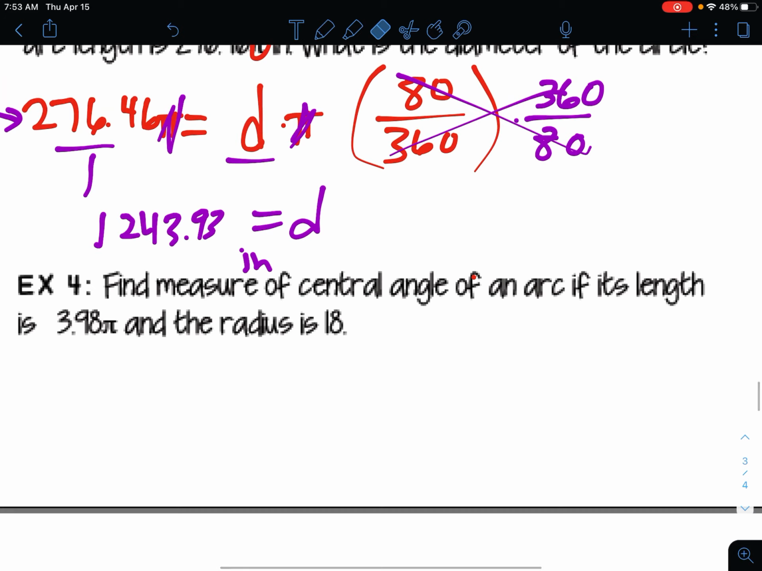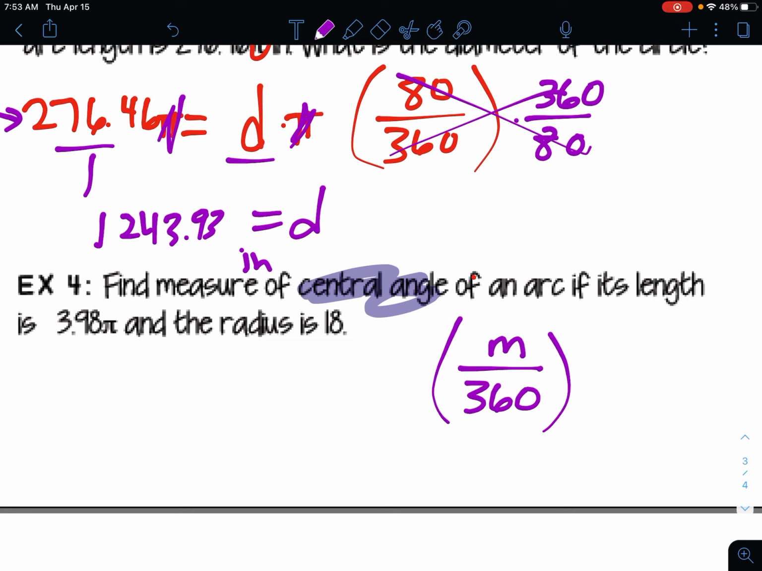So we've got to find m, right? It's saying what's the measure of the central angle. So we're finding m. We're going to have m over 360. So when I get m by itself, I'm going to have to multiply by that 360. It gives us 3.98 as the arc length, pi, equals the radius, which is 18. So we're going to do 2 times 18 times pi, 2 pi r.